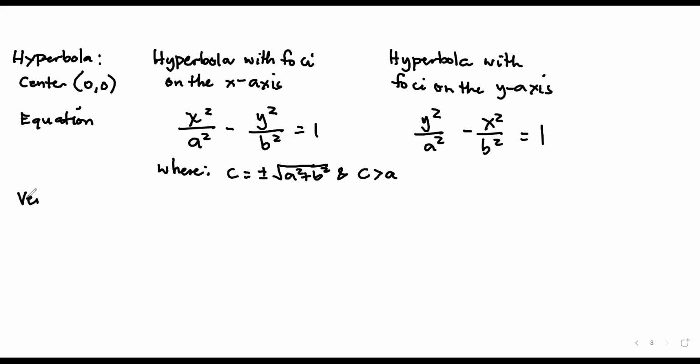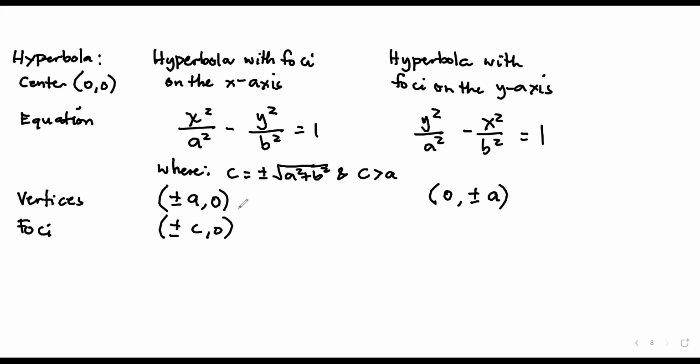Equation, vertices. So, ganun pa din, class. Ang foci mo nasa x-axis. So, ibig sabihin, meron ka ditong value, positive, negative, a, 0. Dito, ang foci nasa y-axis, o sa y naman, 0, positive, negative, a. Next, foci. So, follow lang. Pero sa foci, di ba, c naman yan. Positive, negative, c, 0, and 0, positive, negative, c.